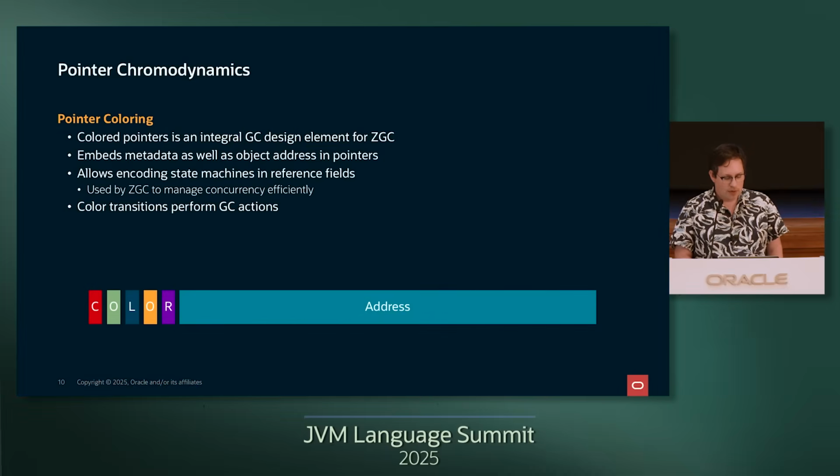The idea with colored pointers is to embed metadata inside of pointers. So it represents an address, but also a bunch of extra metadata bits. And this has been a very crucial thing in the design of ZGC. Using this, we can encode state machines in the pointers themselves. And when a state transition happens, we go from one color to another color, and can perform some kind of GC action that is useful for managing concurrency.